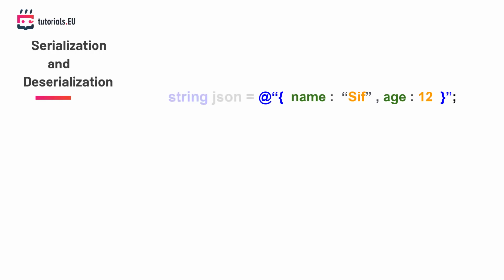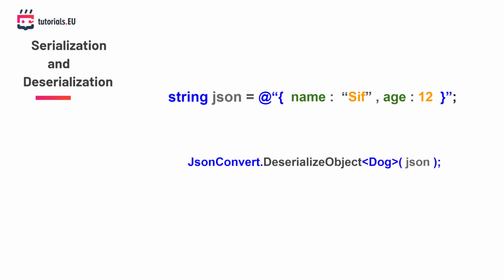So to convert a JSON string to a C# object, we can then use a class called JsonConvert, and we use a static method called DeserializeObject, and we give it the type of class we want to convert the JSON to, which in this case is going to be Dog. And we pass the JSON string that we have created. This will give us back a dog object which has the same values as the JSON string by matching the keys, so the name and age.